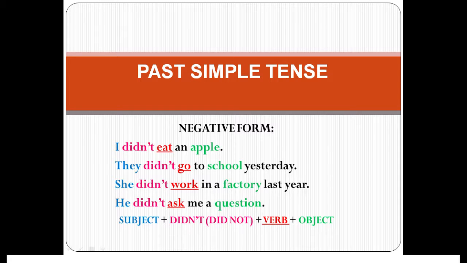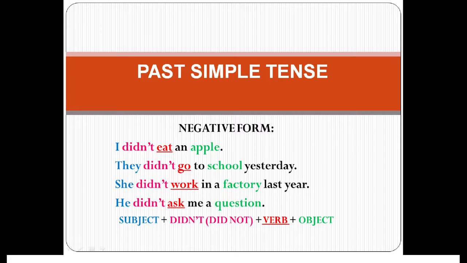If you want to say that something has not happened in the past, you will use negative form. For example, if the question is, did you eat an apple? But that did not happen, the answer would be, I didn't eat an apple. If the question is, did they go to school yesterday? The answer would be, they didn't go to school yesterday.